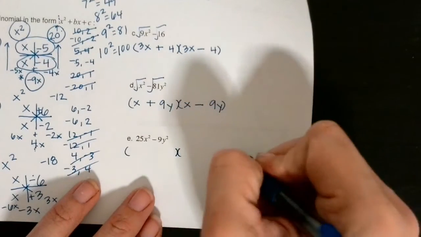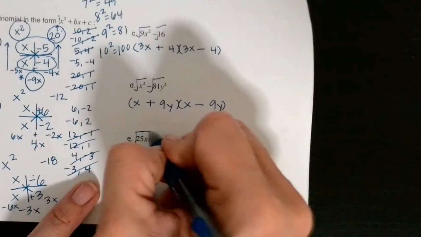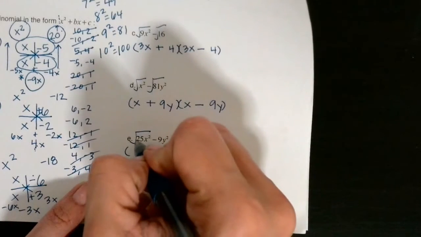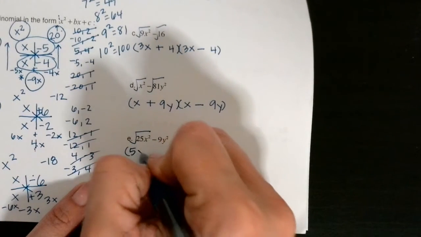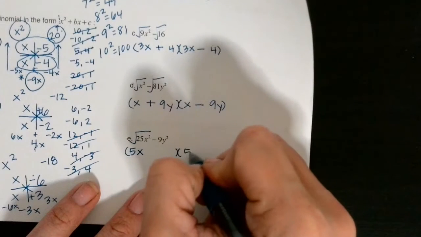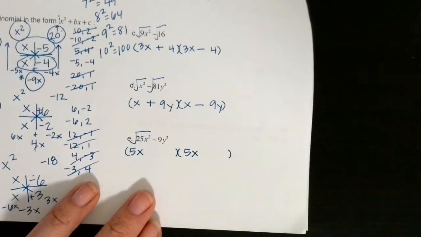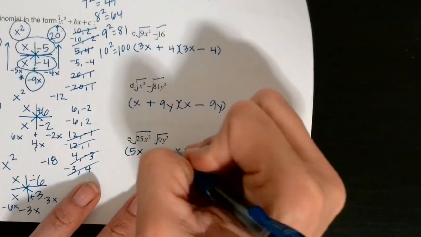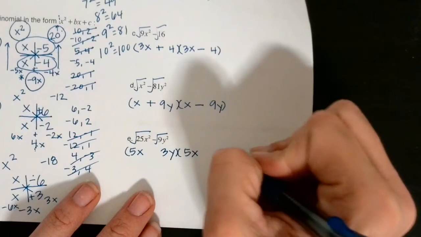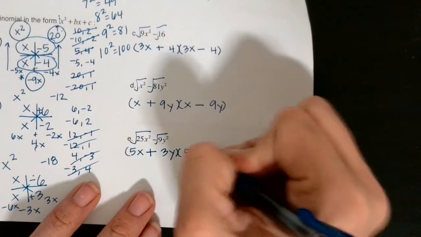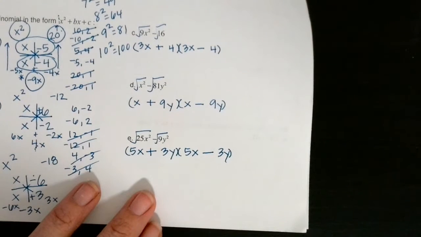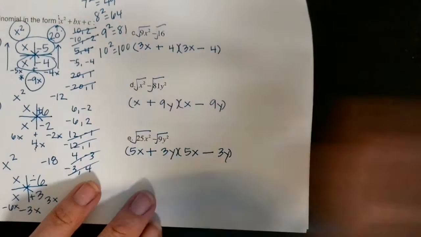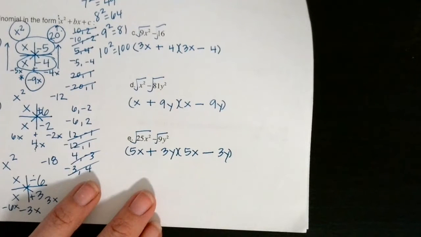Let's handle this. Square root of 25x squared. Square root of 25 is 5. Square root of x squared is x. First term in each set of parentheses is that, according to the pattern. Second one, 9y squared. So we have 3y and 3y. And put a plus or minus in between them. Now, I want to tell you guys, this is the way that I teach this lesson on factoring.